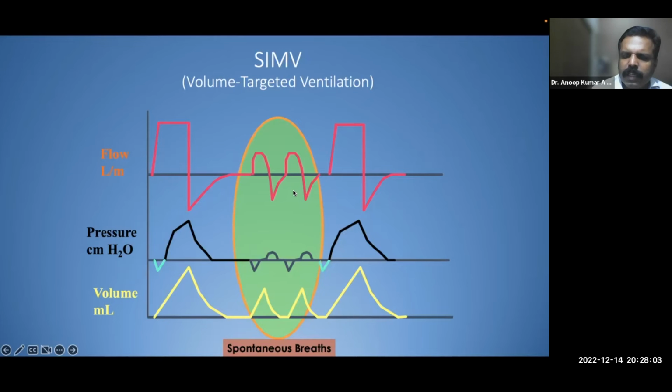So there is no point in allowing the patient the spontaneous breaths. You will not get any additional benefit from allowing the patient to breathe. Instead, if you put the patient on assist control, all these breaths will be of the same volume, and the work of breathing also will be less. That is why the SIMV mode is completely outdated now, and SIMV mode is not used for ventilation or even for weaning.